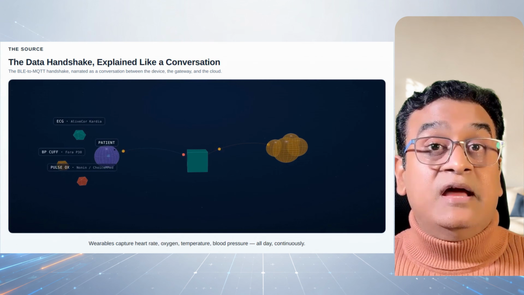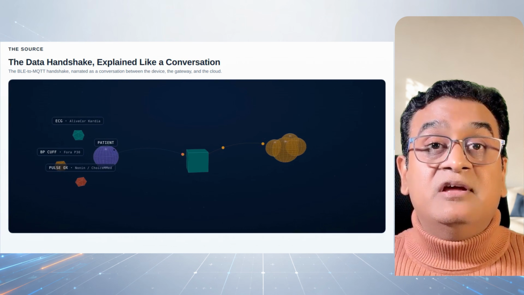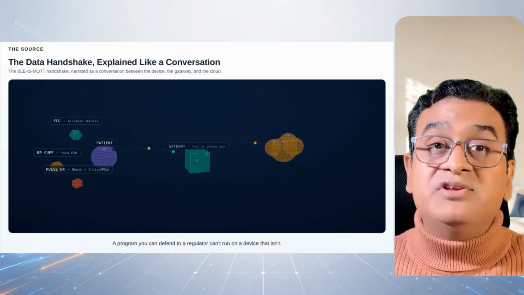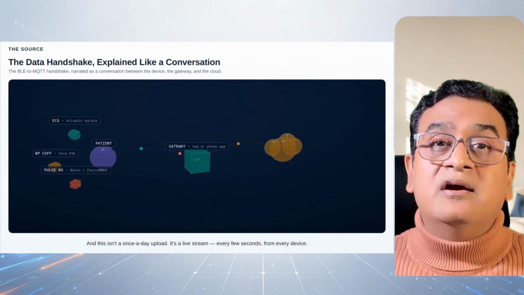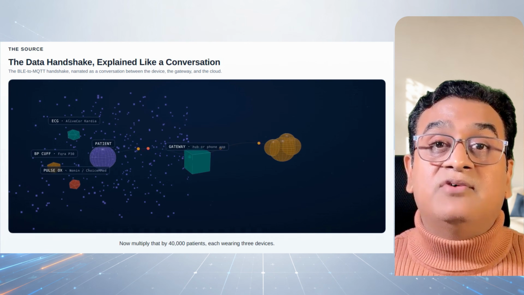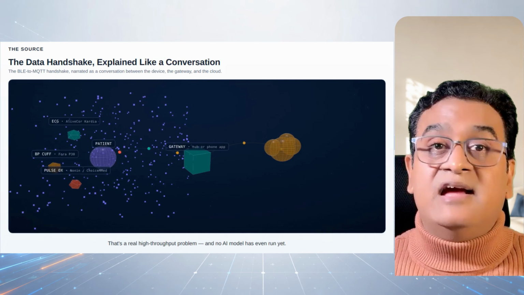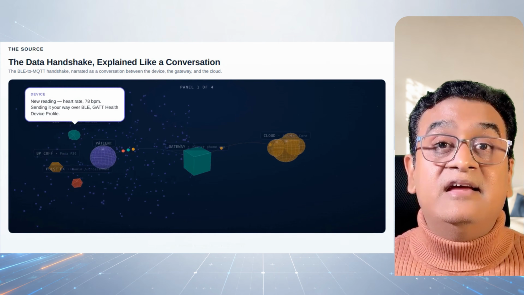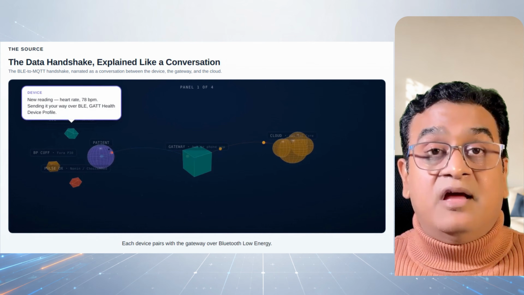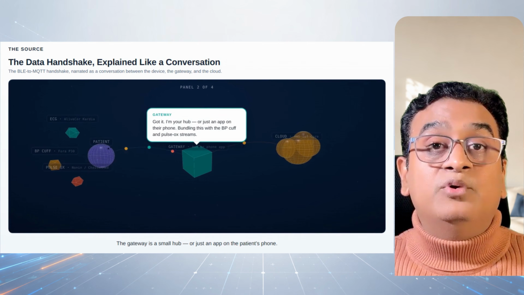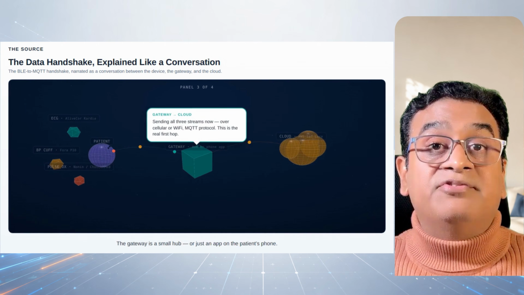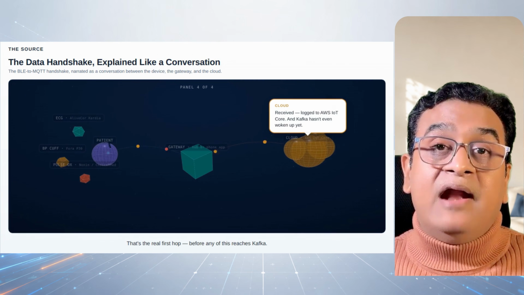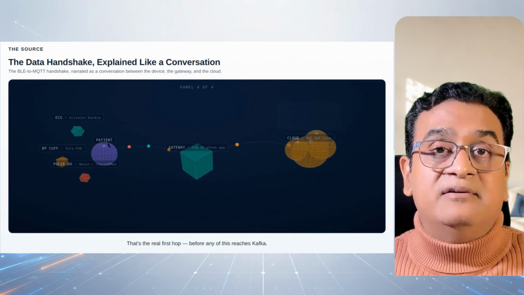First, the source. It all starts with the patient. Their wearable devices capture heart rate, oxygen level, temperature, and blood pressure all day continuously. And in a real virtual ward program, this isn't one single gadget. It's a small kit of clinically validated devices: a single-lead ECG monitor like the AliveCor Kardia, a Bluetooth blood pressure cuff like the Fora P30, and a pulse oximeter from a brand like Nonin or Choice Med.